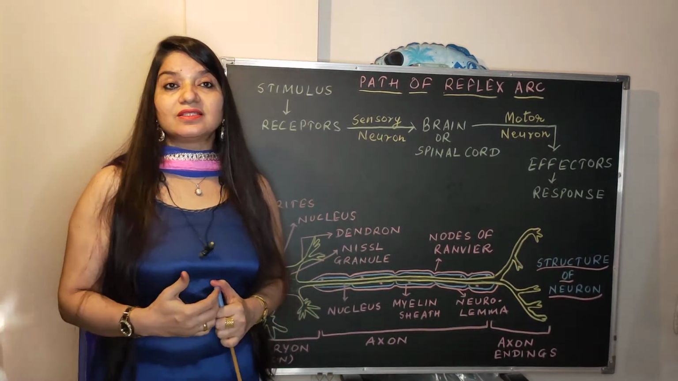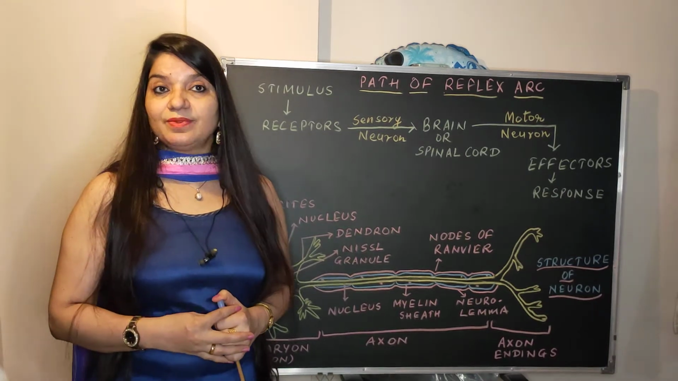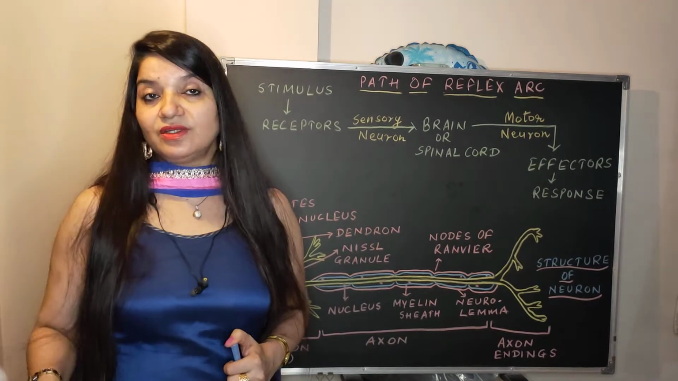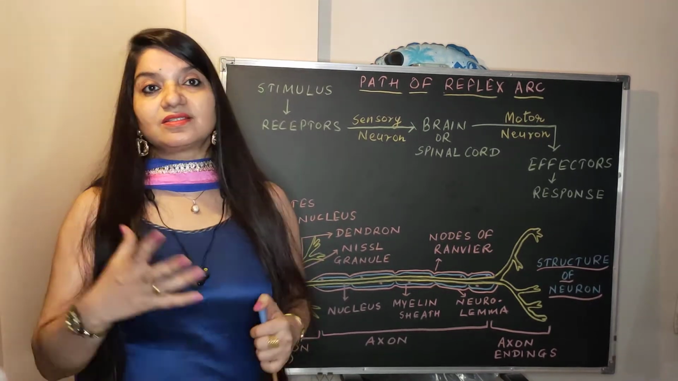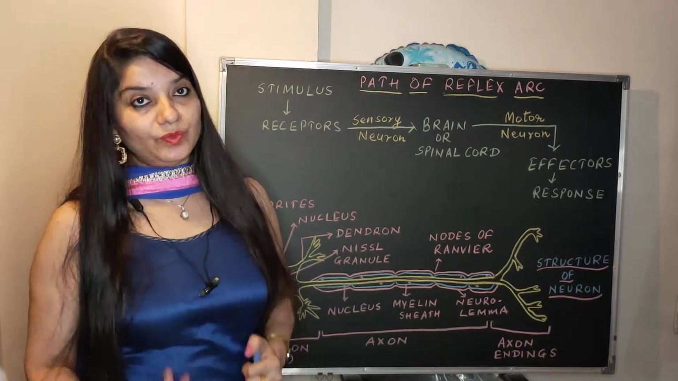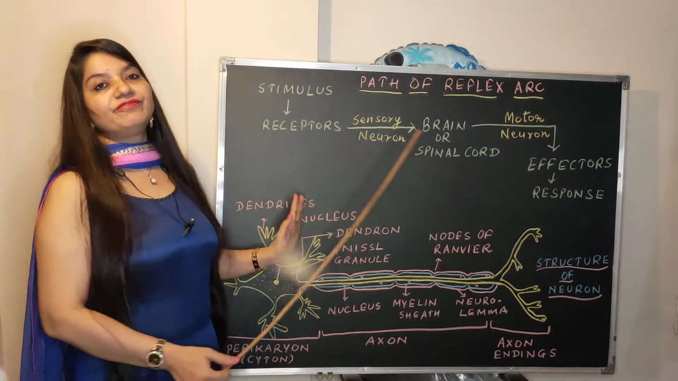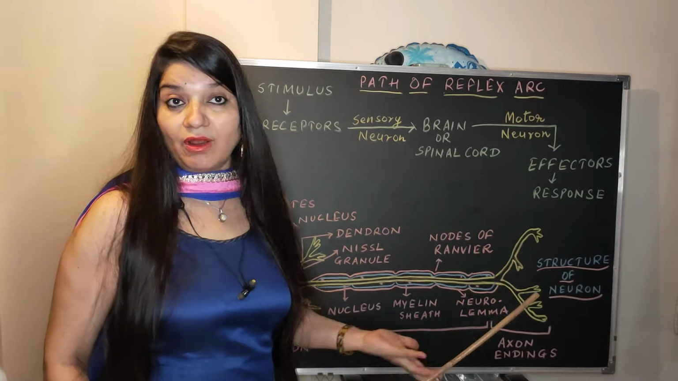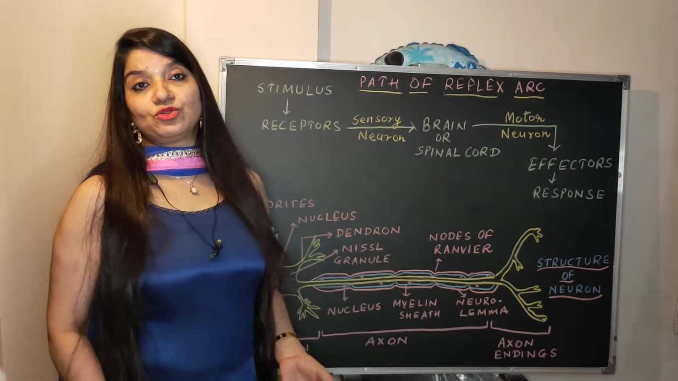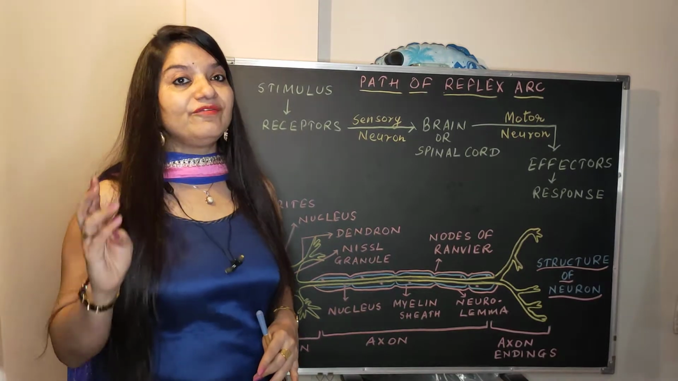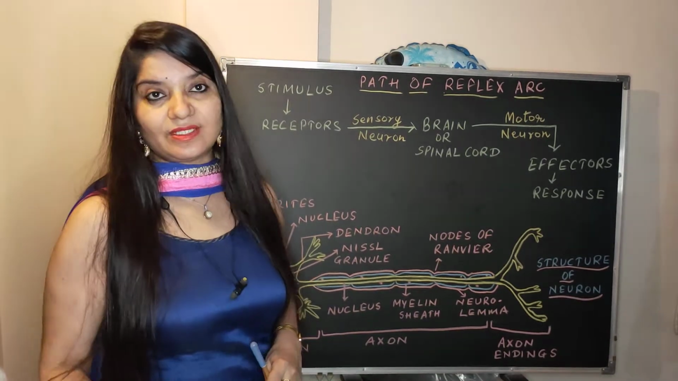And the fourth thing is that the nervous system is responsible for your memory, your intelligence, your logical reasoning. So who is responsible for all this? The nervous system. So first of all, we'll talk about the structure of the neuron. It is the neuron which makes all these functions possible. So what is a neuron? It is the structural and functional unit of the nervous system.